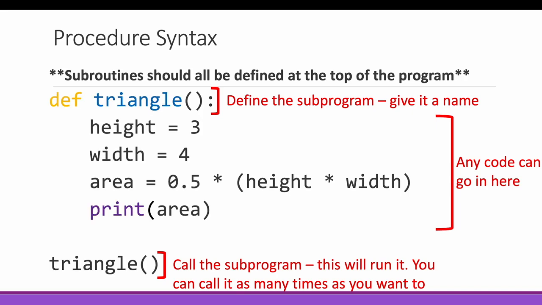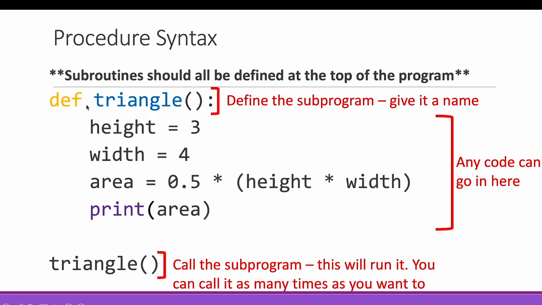So procedures. This is an example of a procedure. The first thing, it's not a rule, it's just convention, is that subroutines or subprograms should all be defined at the top of the program. So you can have a list of all your subprograms, and then you can call them later on. First off, we define the subprogram and we give it a name. Our subprogram here is called triangle, and def just stands for define. You're always going to have brackets afterwards, and we'll look at why in the next few videos, and then the colon. Now anything indented inside is part of our subprogram. This subprogram is going to say height is 3, width is 4. We calculate the area of a triangle, and then we print out the area.